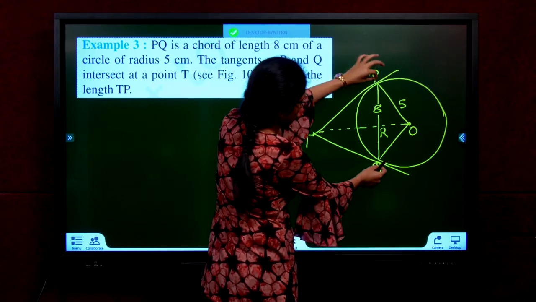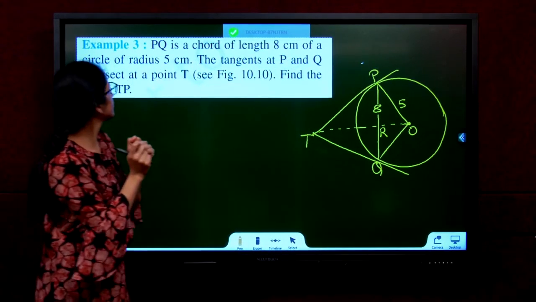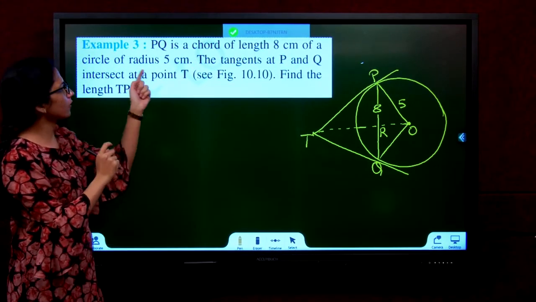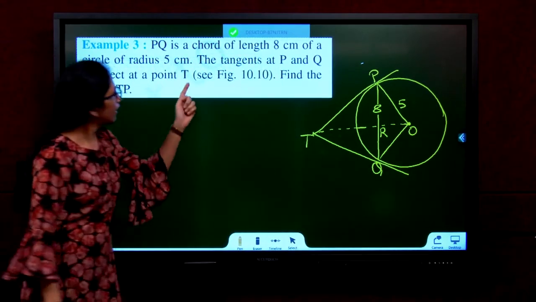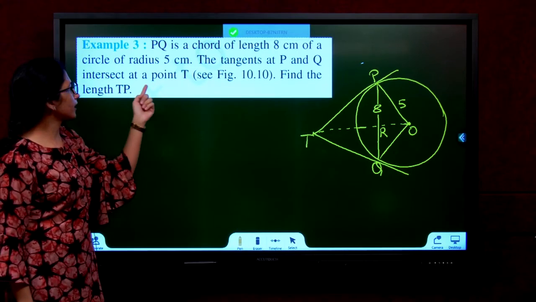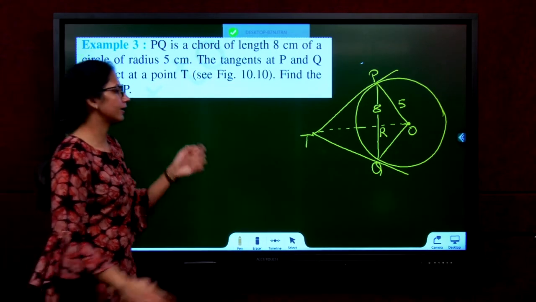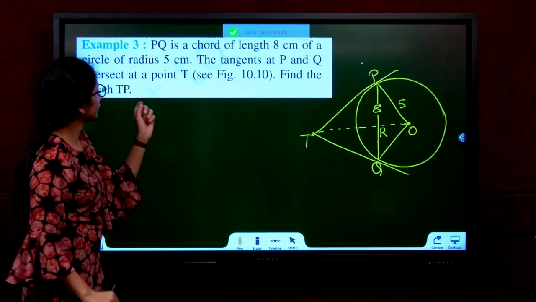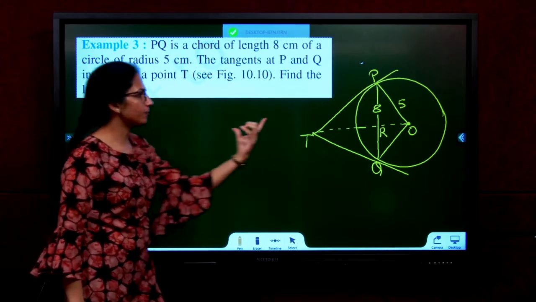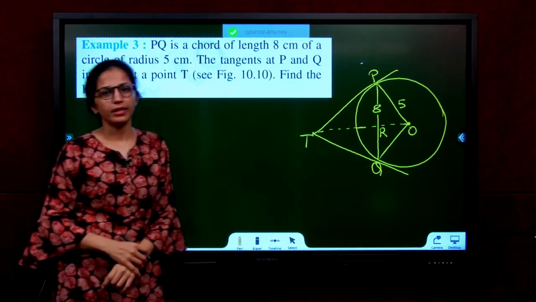Example 3. PQ is a chord of length 8 centimeters of a circle of radius 5 centimeters. Figure is given. The circle's radius is 5, 5. The tangents at points P and Q intersect at T. So from P and Q we draw tangents, they intersect at T. That's the external point. Find the length TP. Find the length of the tangent.